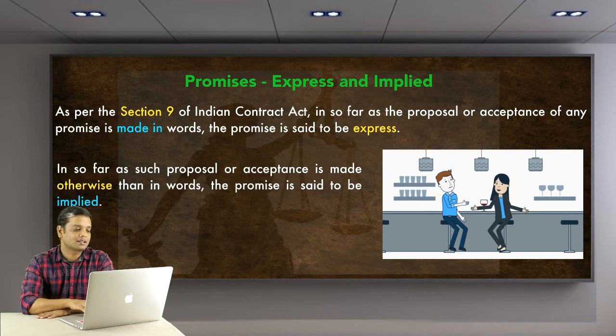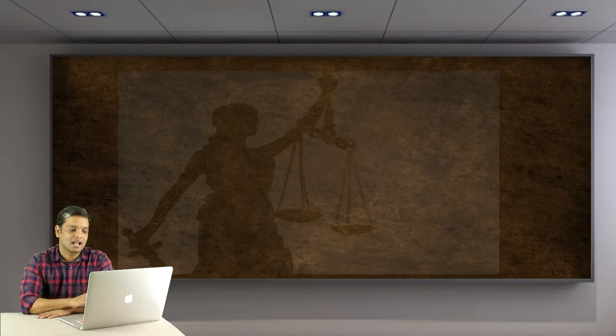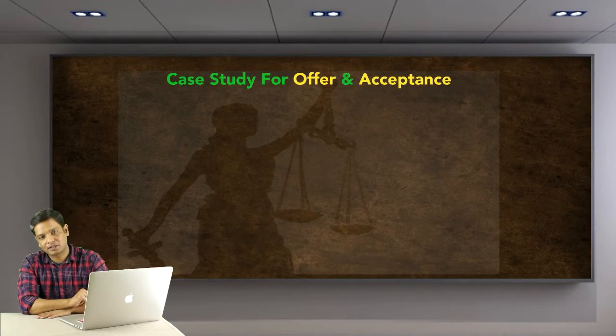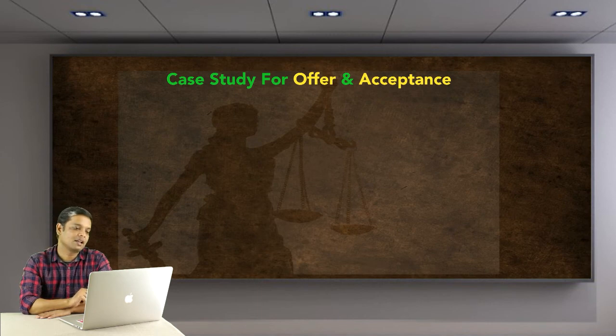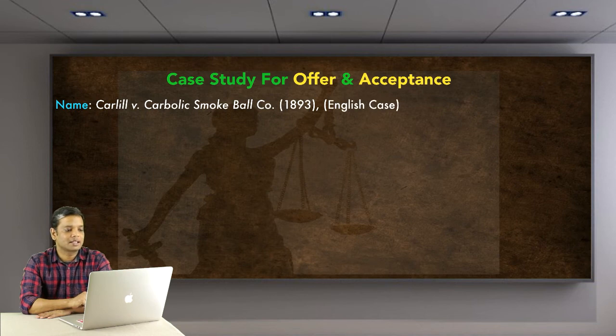Now we have the last point of this video, that is the case study. And in this case you will understand the offer and acceptance, because this is an English case and a very popular case, whose name is Carlill versus Carbolic Smoke Ball. Okay, it is a very old case. What happened in this case?